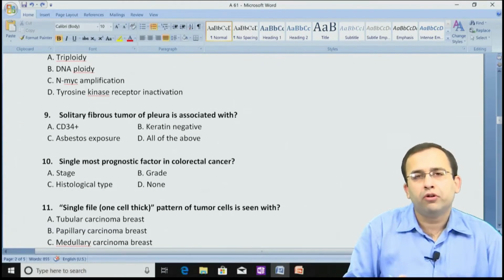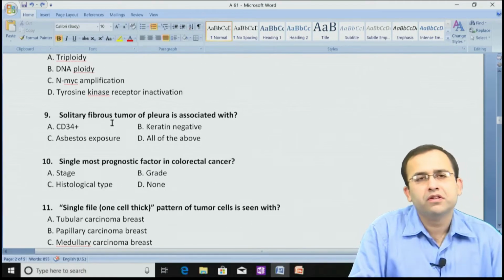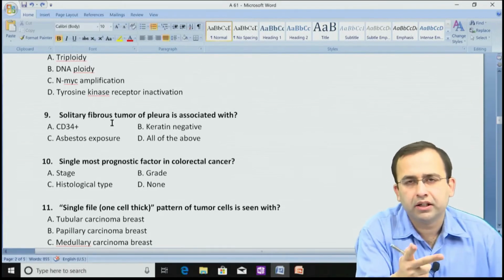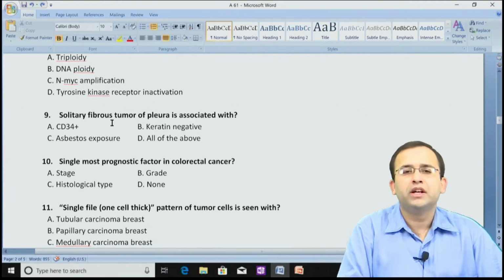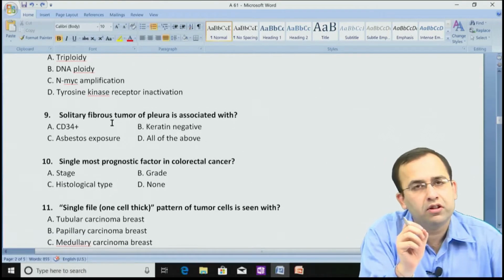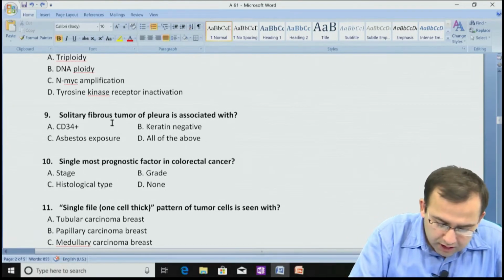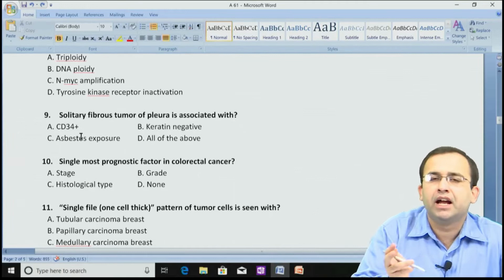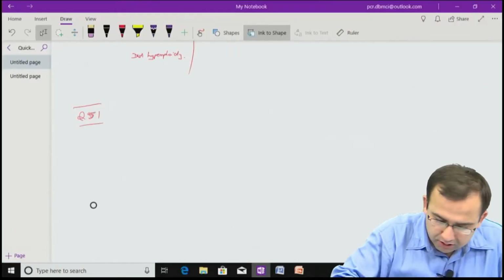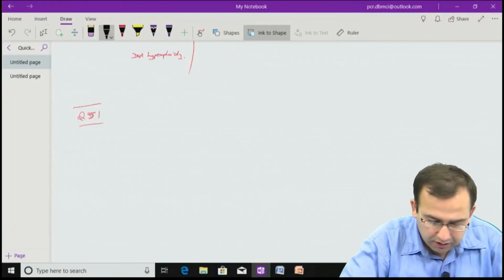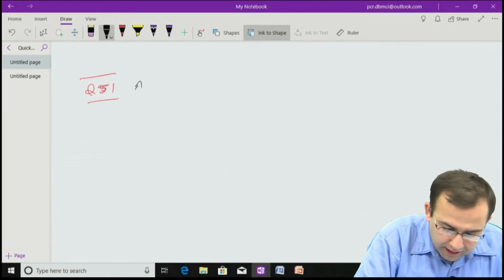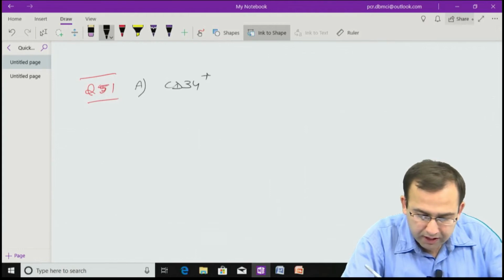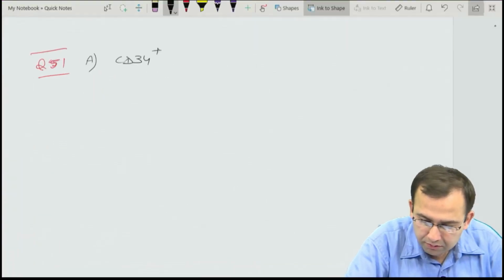Now there are two important points in this. I had not expected you to know that fibrous tumors of the pleura are CD34 positive, but you know that asbestos exposure is associated with mesothelioma. So you are left with only options A and B. If you had to hit a fluke between the two, you should have gone for A, that is solitary fibrous tumors of the pleura. They are CD34 positive.